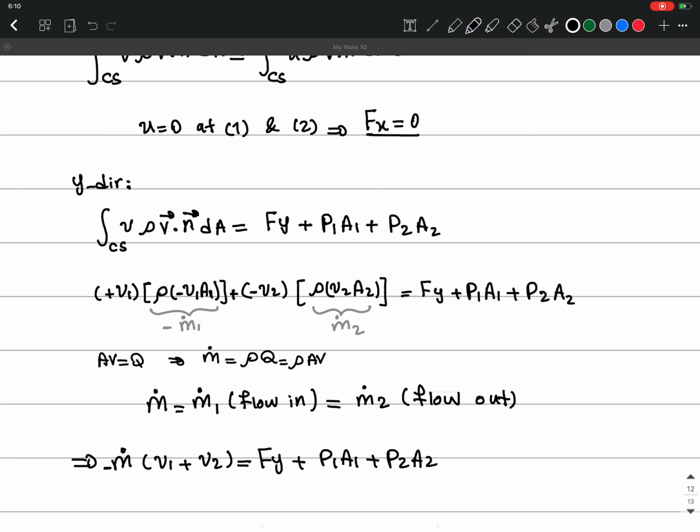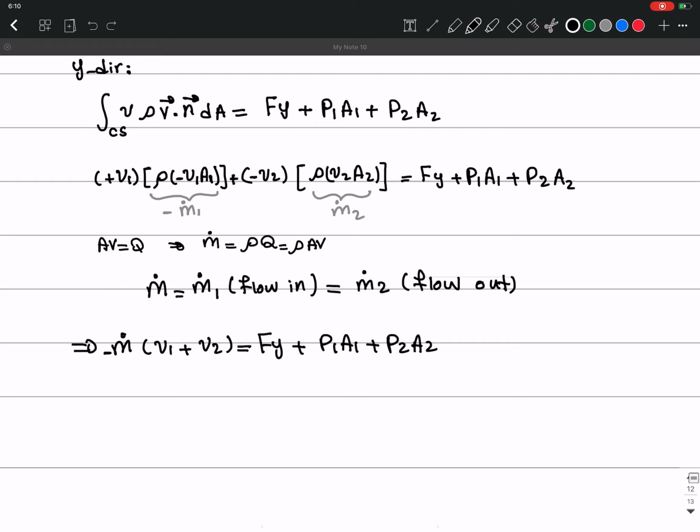So now, the question wants me to find the anchoring force required to hold the bend. Fx I found is 0, and now I want to find Fy in the y direction. So Fy is going to be minus m dot times (V1 plus V2) minus P1A1 minus P2A2. Okay.